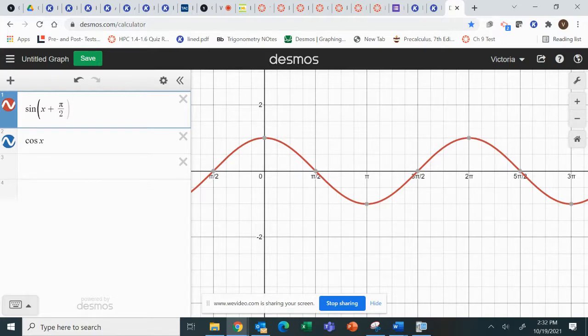Because why? It's a horizontal translation, and those are always opposite. Exactly. So our transformations, by the way, are coming back full force. Those transformations that we did in chapter 1, if you didn't learn them, now's the time. We're going to do transformations. But yes, they are off by 90 degrees or pi over 2.